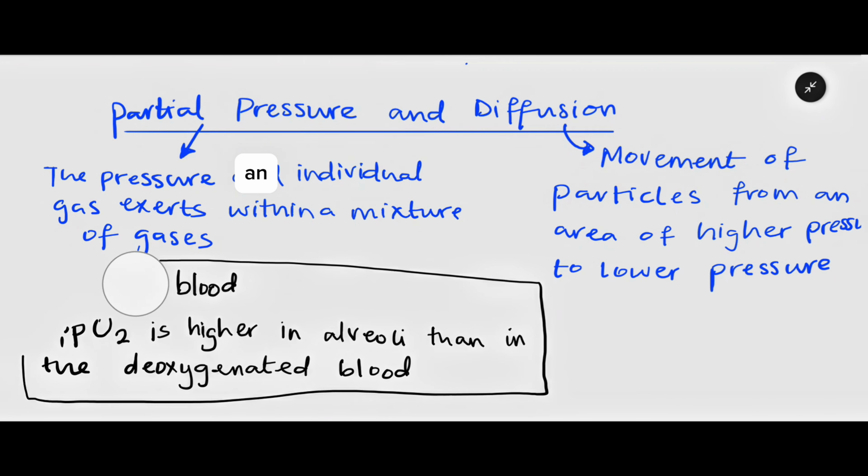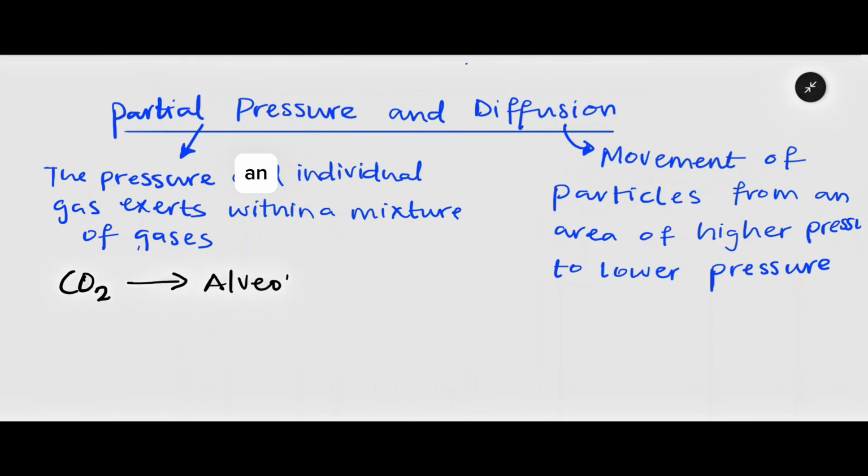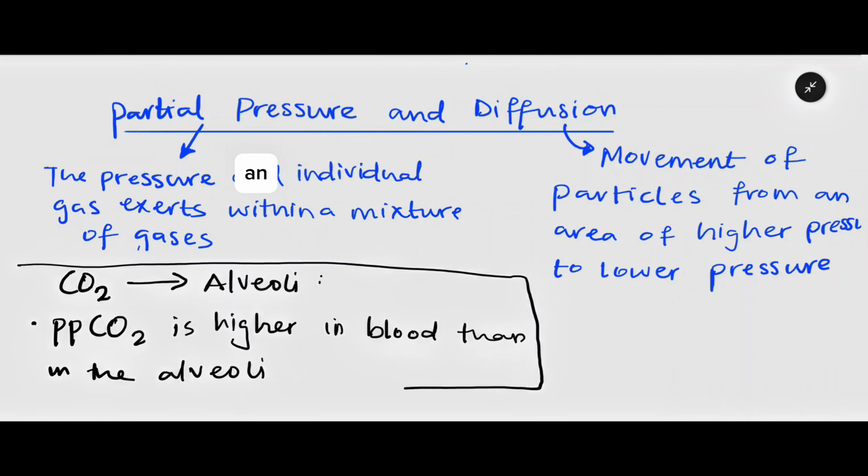And conversely, we can say something similar for CO2. So the reason why CO2 moves from the deoxygenated blood into the alveoli is because the partial pressure ppCO2 is higher in the deoxygenated blood than in the alveoli, and this causes the CO2 to diffuse into the alveoli and it gets exhaled out of the body.